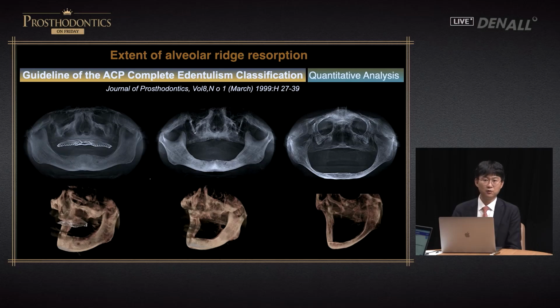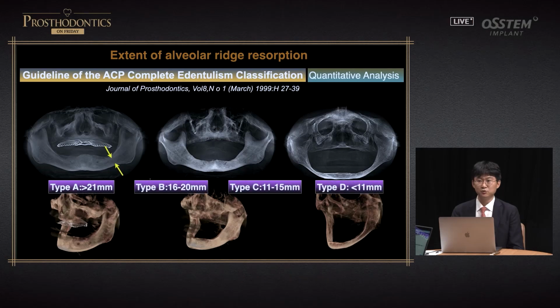If we treat a patient on the left with stable TMJ, complete denture treatment can go smoothly. But on the right-hand side, you see very severely resorbed alveolar bone and unstable TMJ, making the situation very hard for us to treat. This is the ACP classification, extent of alveolar ridge resorption.